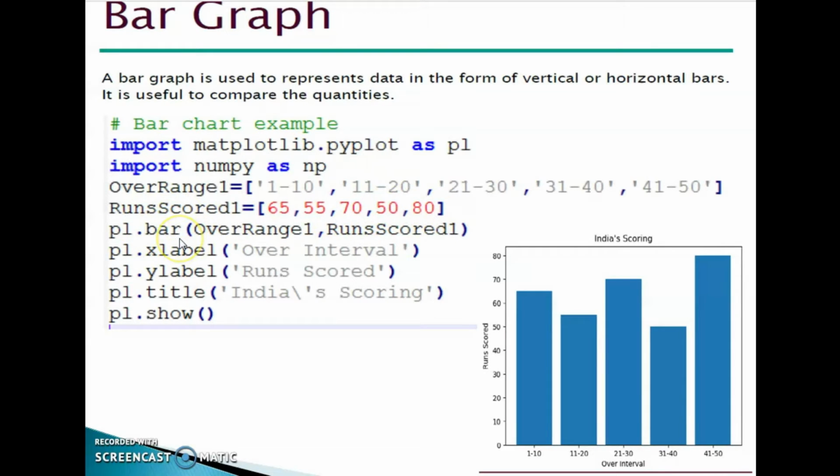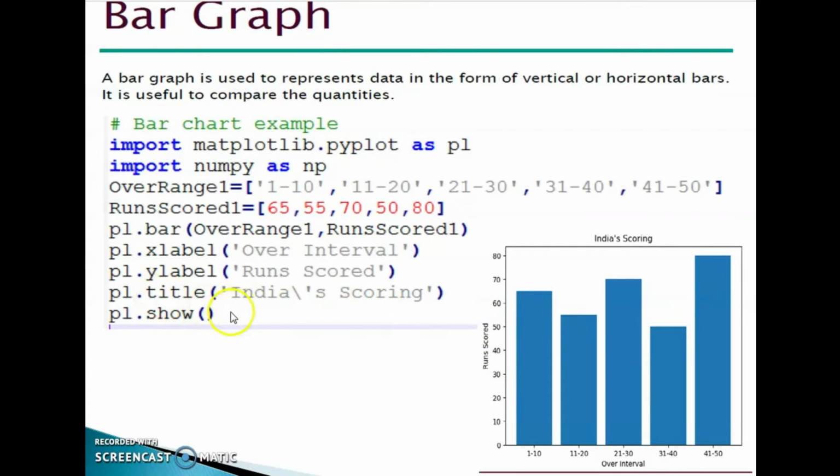Then we can use the bar function to create the bar graph. plt.bar, within the parentheses I pass the x-axis and y-axis. The x-axis is over_range1, then the y-axis is runs_scored. Then plt.xlabel, what is its purpose? With xlabel we can specify the label for the x-axis, that is, over interval. Then plt.ylabel, runs scored, that is the y-axis label.